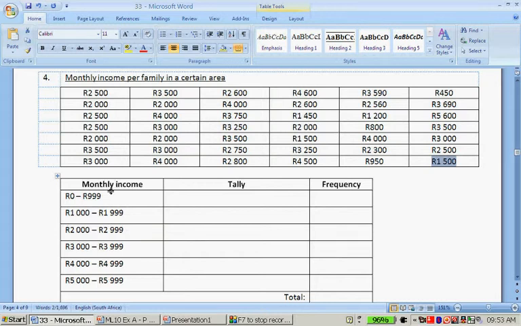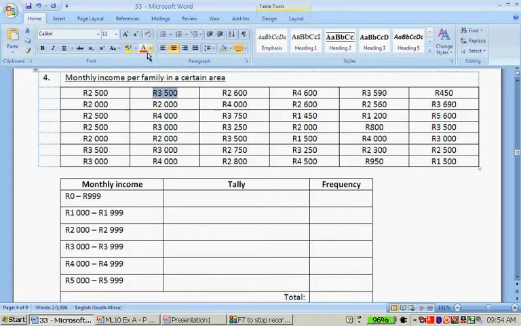Then between 2,000 and 2,999, 2,500 falls into the second group, 2,600 falls there, 2,560, 2,600, 2,000, another 2,000, 2,500, another 2,000, another 2,500, another 2,000, another 2,000, 2,500, 2,300, 2,750, 2,800. So these are all in the second group. In the third group, it's 3,500.